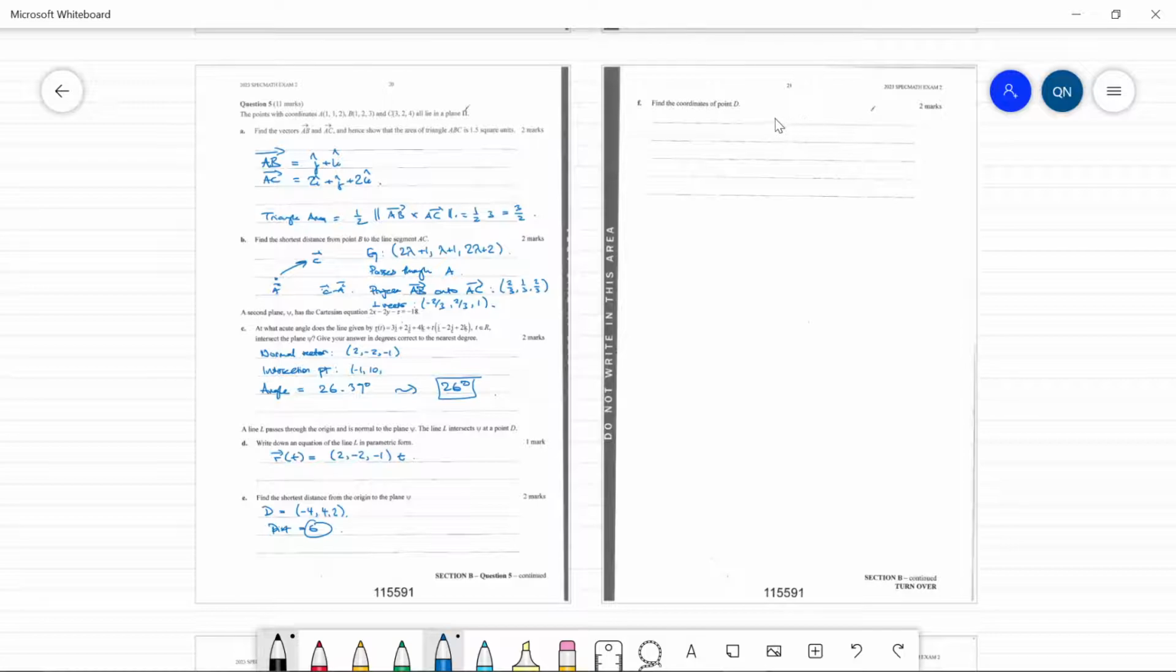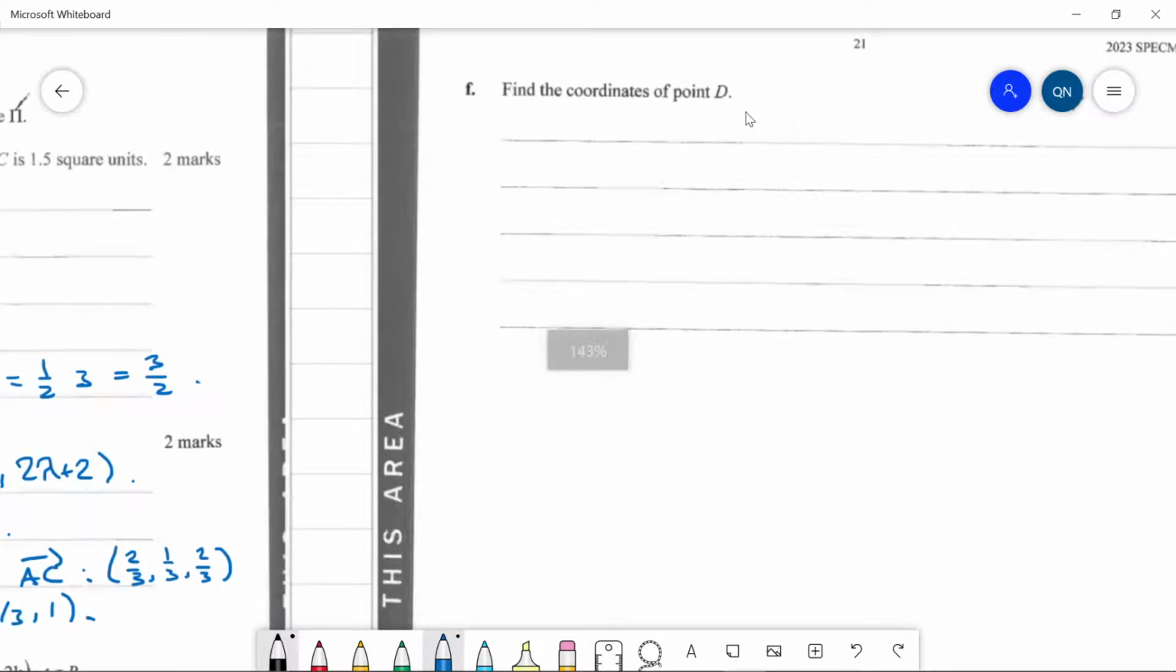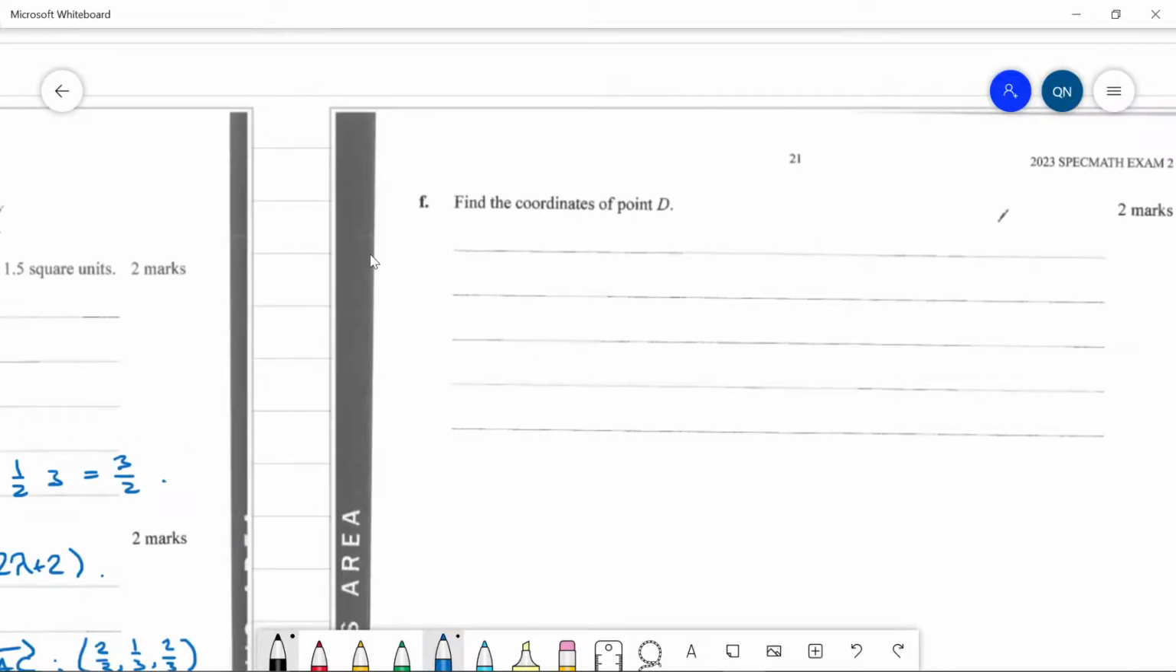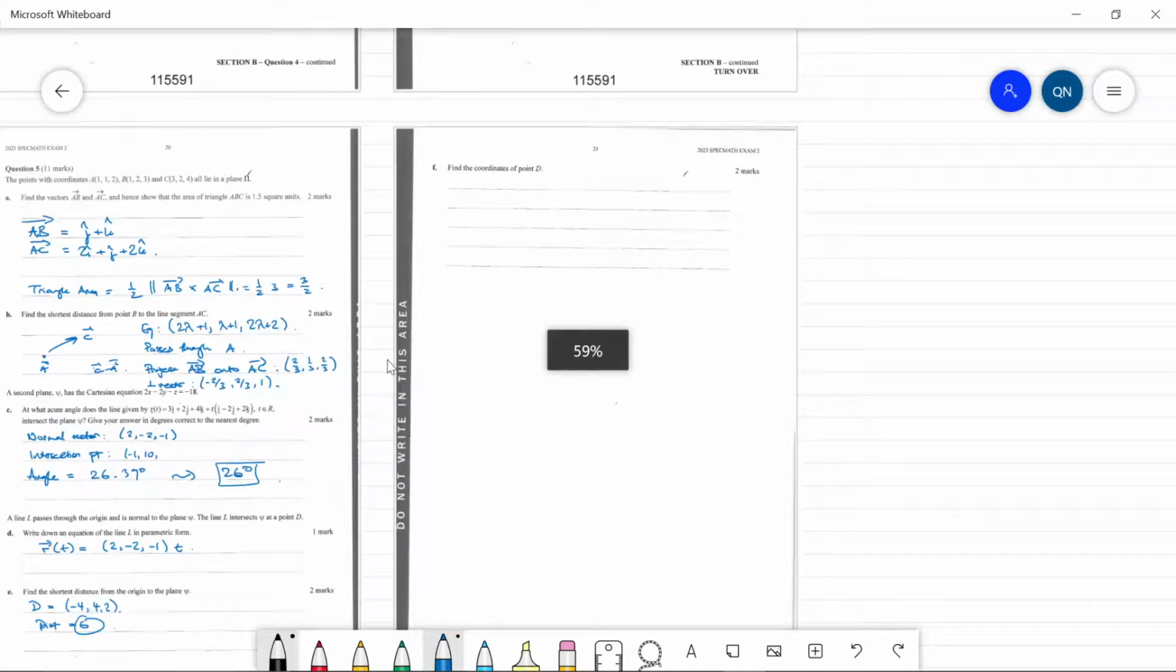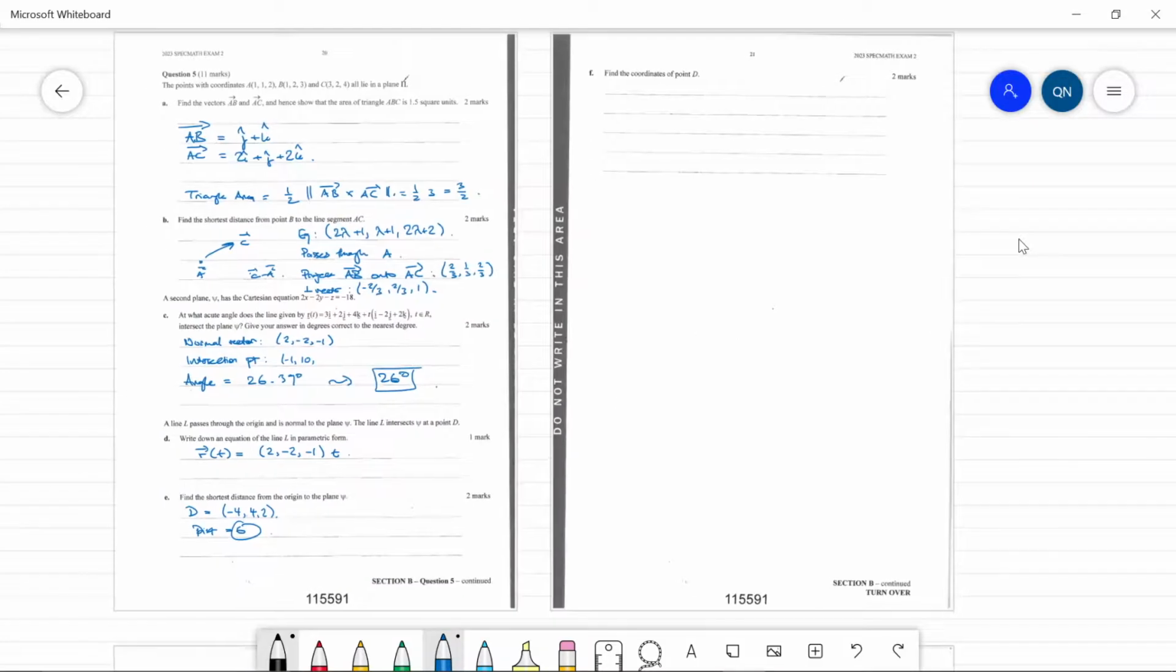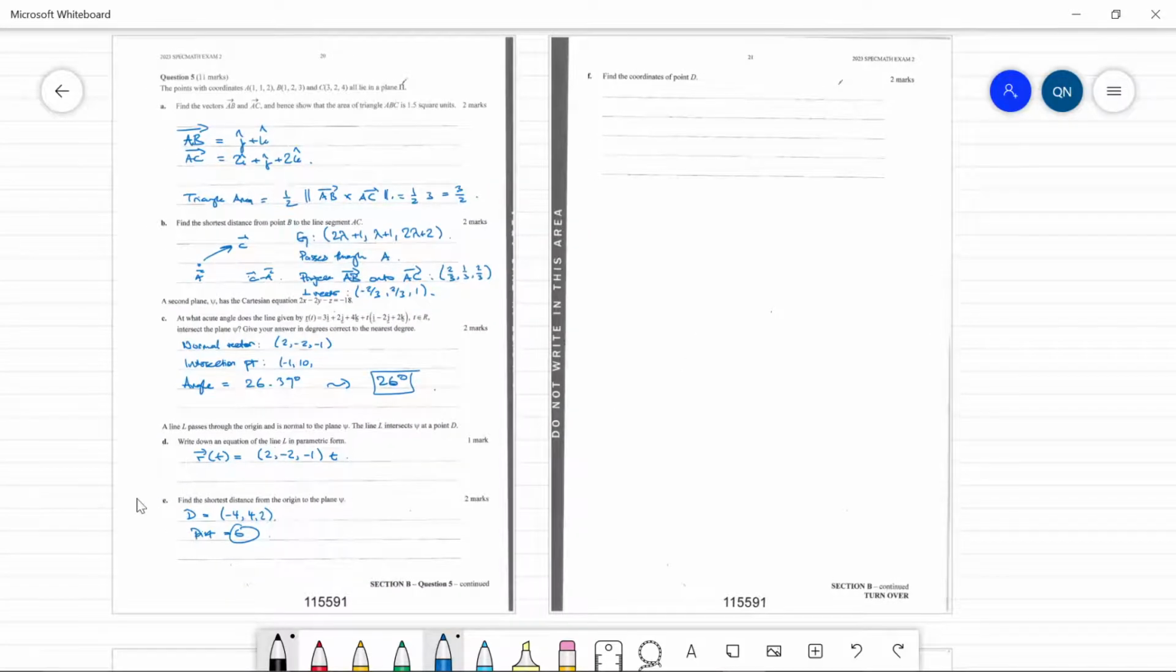Find the coordinates of point D. We just did that. Is that a 1 marker? Hopefully. It's 2 marks. Are we doing something wrong here? So we have a line that passes through the origin normal. Write down an expression of the line in parametric form. Find the shortest distance from the origin to plane psi.